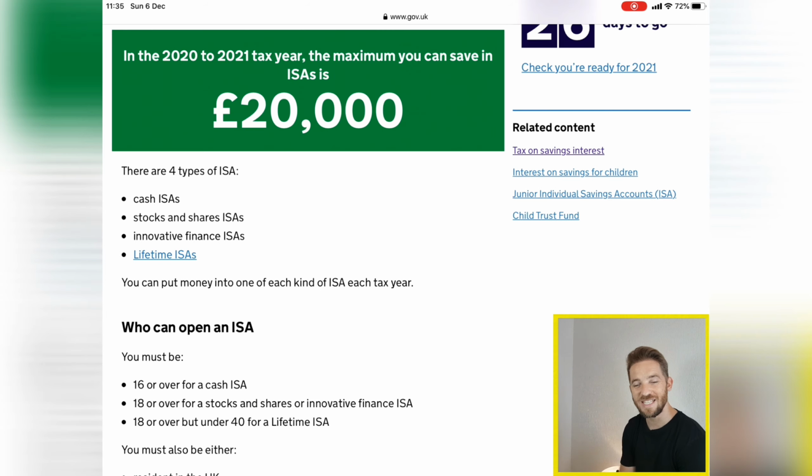Then we have the innovative ISA, probably the least well-known of the ISAs and not one that I've ever held. Think of this one as like your money being lent out to third parties. So it's a peer-to-peer lending service. Any money that you deposit into the ISA, the provider will then match you with a borrower. They borrow the money from your ISA and they agree to pay it back with an amount of interest on top of that.